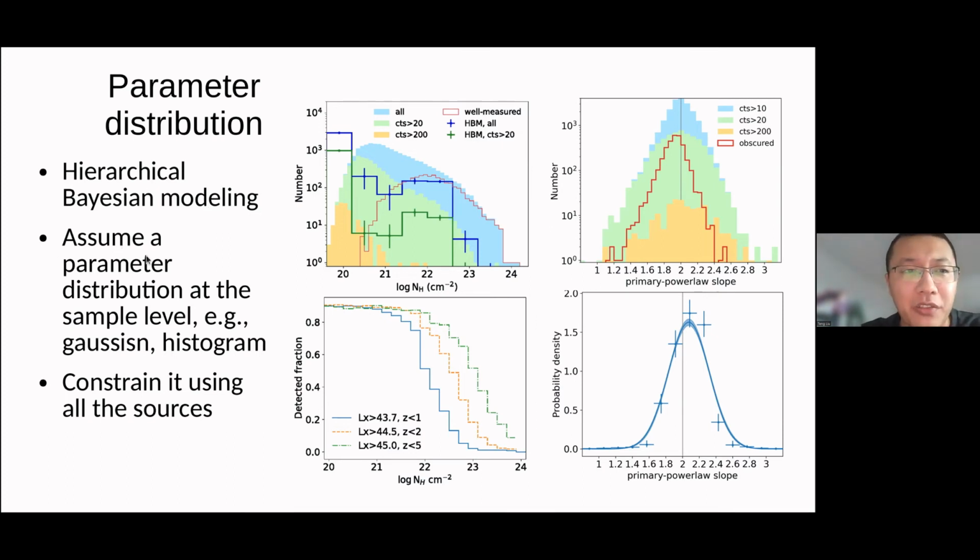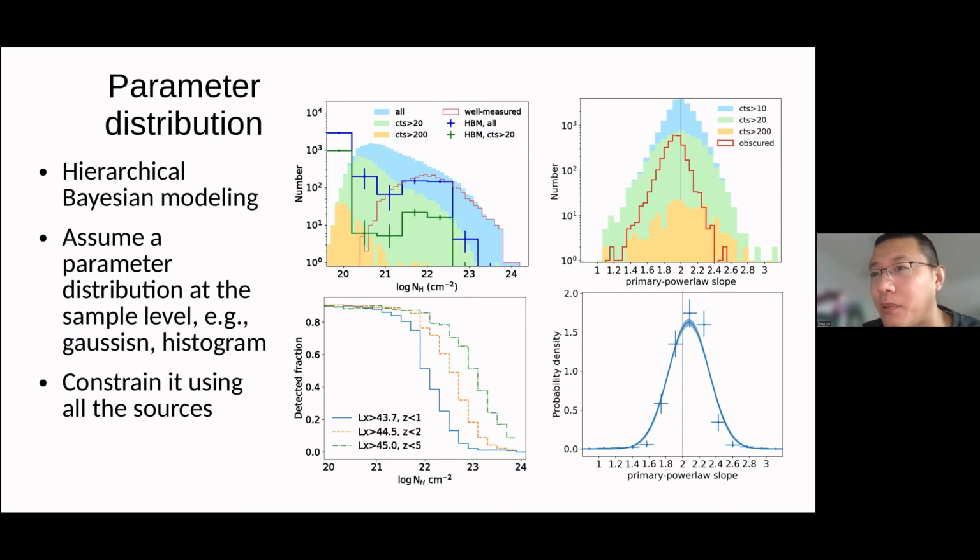That is, we assume a parameter distribution at the sample level. So all the sources in the sample follow this same distribution. And it can be a Gaussian model or just a histogram. Then we use all the sources to constrain this model. So the result for the intrinsic distribution is as shown by this blue histogram. As you can see here, there is actually a strong peak near the lower boundary. They are unobscured. And above 10 to the 22, the obscured fraction is actually very small, only a few percent.